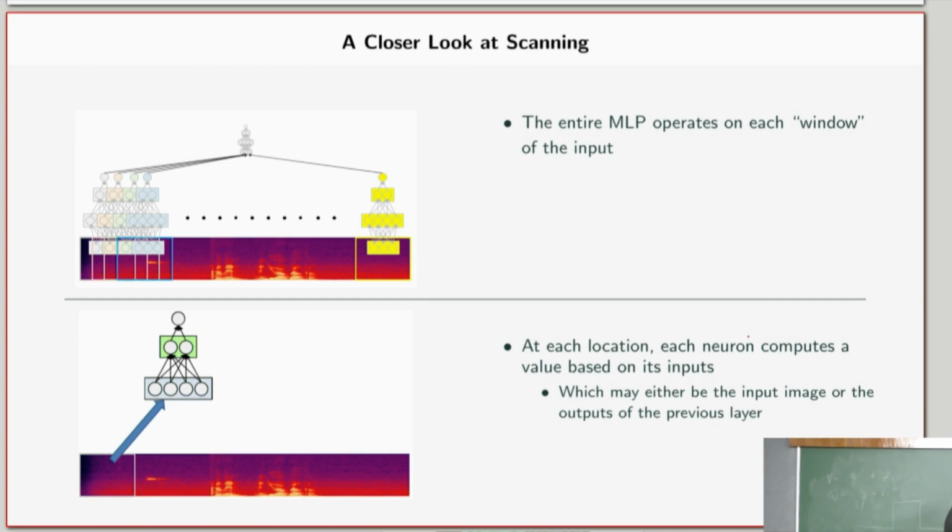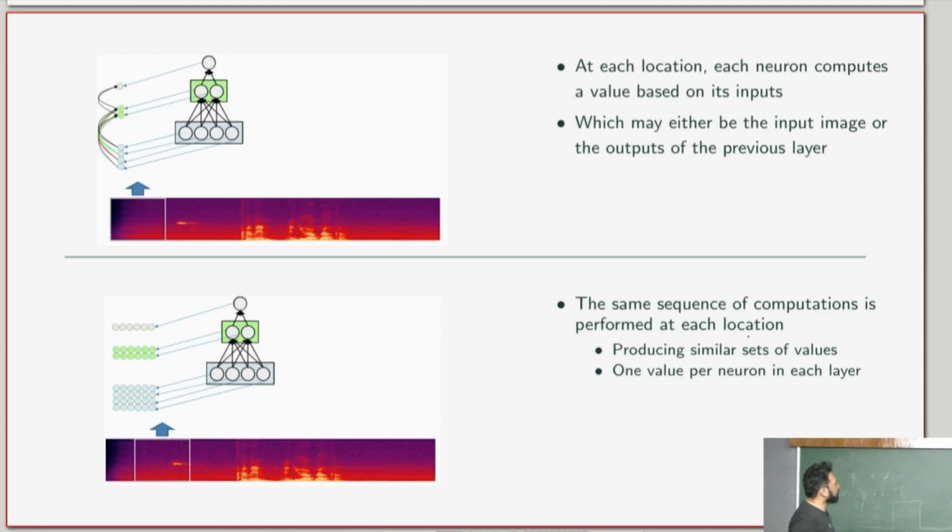Okay, so we will further continue a little bit with the scanning. This is as usual, just repeating the same thing. We scan like this, and then at each location, each neuron computes the value based on your inputs. That's how things work. This layer takes all this data, and on this same input, the output is produced right there.